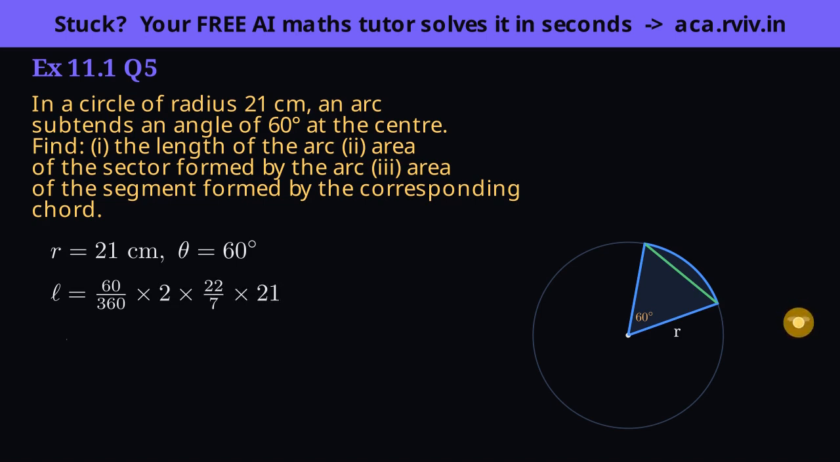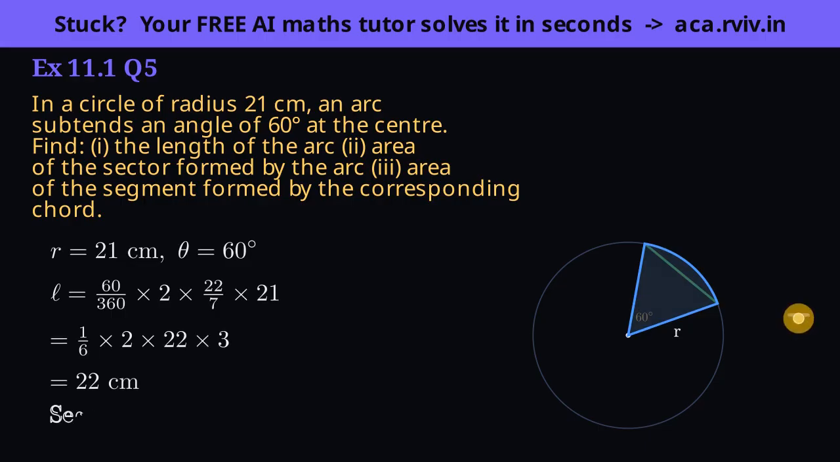Simplify as always, 60 over 360 is 1/6, and 21 over 7 is 3, clearing the sevens. Multiply out and the arc length is 22 centimeters. Notice the unit, plain centimeters, because an arc is a length.